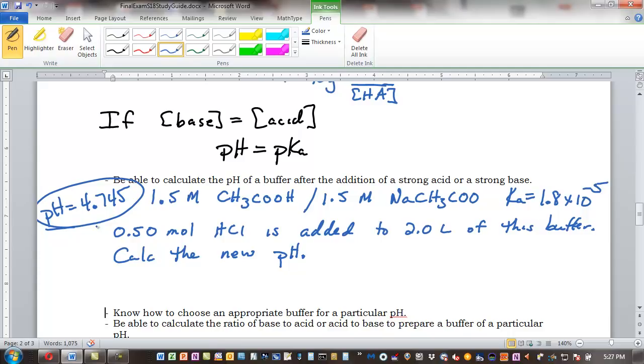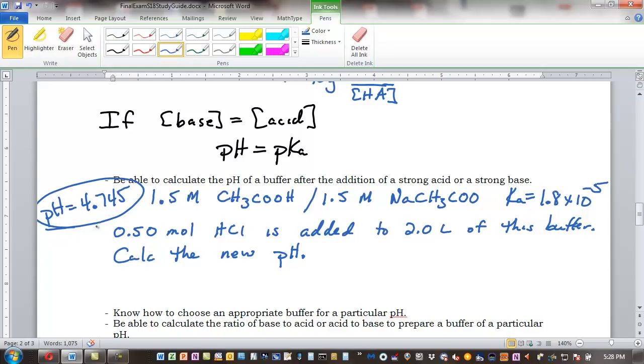Is everybody able to get that pH of the buffer before we start? Yeah, it's 4.7. It's actually 4.7447, so 4.745-ish. Okay, so that's the pH of the buffer. Yes? No? All right. And again, all you have to do, because those concentrations are equal, is just take the pKa value.